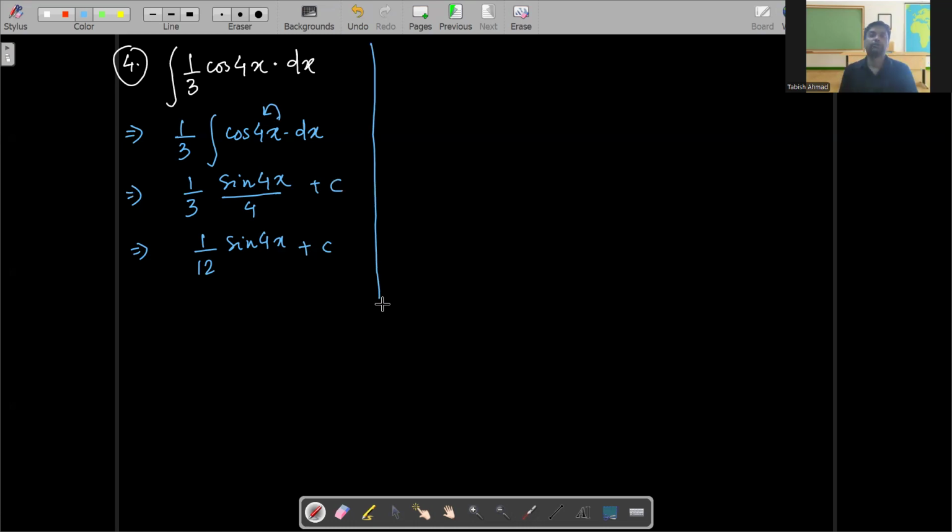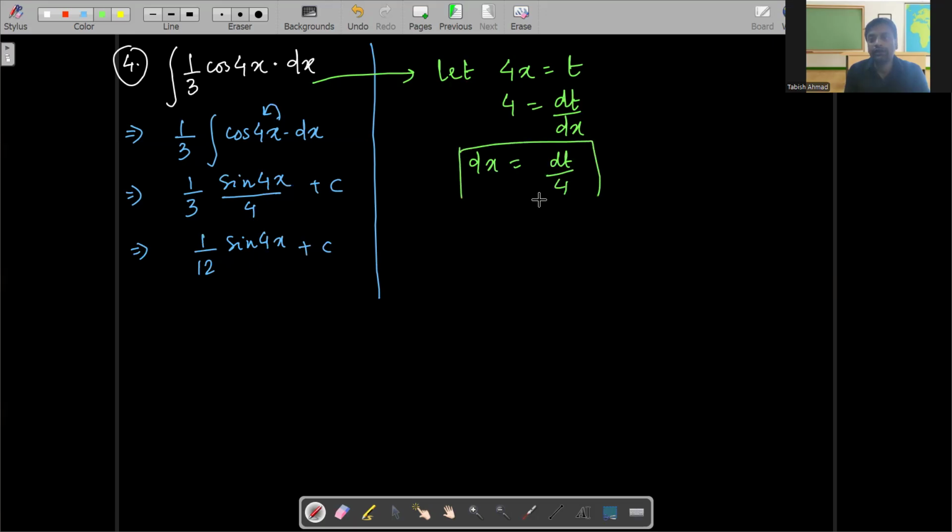Let me know that. So you don't need to always consider it as t, but I will do this in the form of t too. What I will do here is, let 4x is equal to t, differentiating both the sides. So it will become 4 is equal to dt over dx. So from here dx is equal to how much? That is dt over 4. Put this thing in the integration.